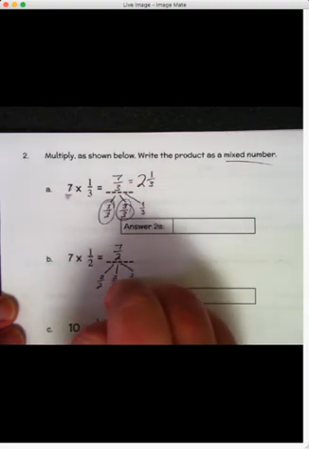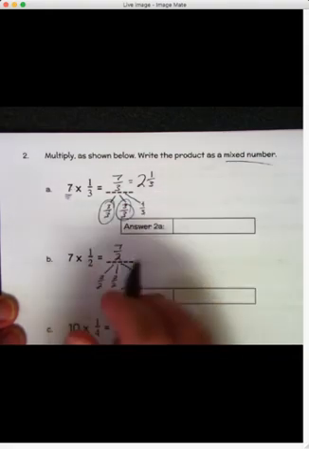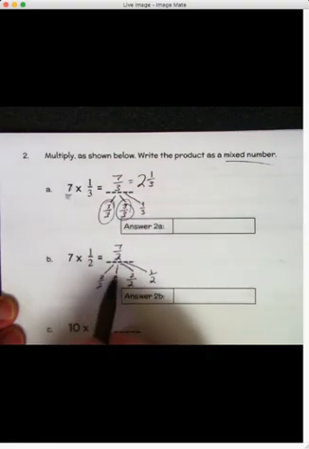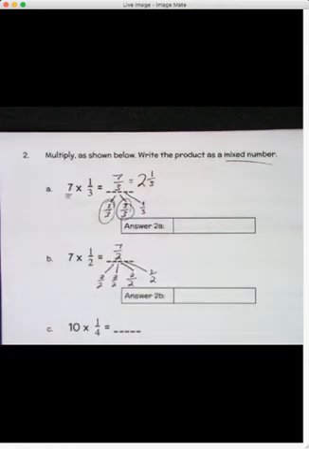Oh, we're going to have extra this time. 2 halves more would be 6, but I've got to get to 7, so I'm actually going to have 1 more half. 2 plus 2 plus 2. 2 plus 2 is 4. 4 plus 2 is 6. 6 plus 1 is 7. So this time we actually had to decompose it 4 times.